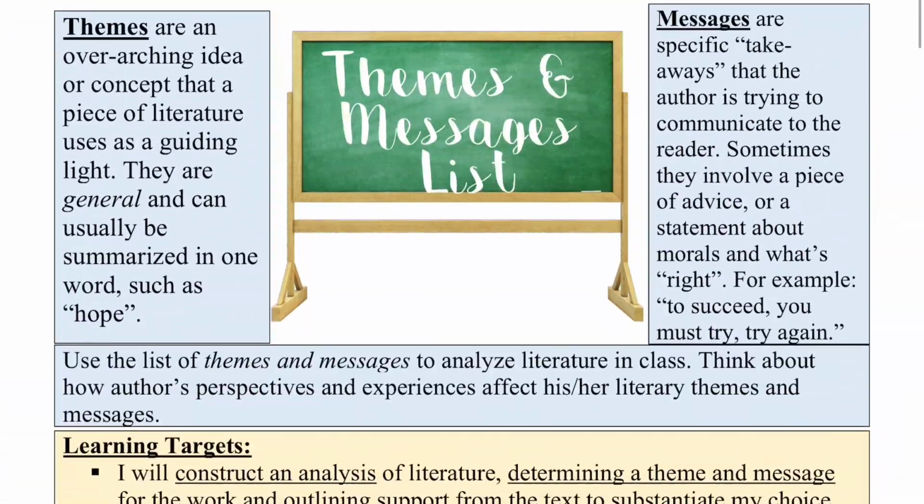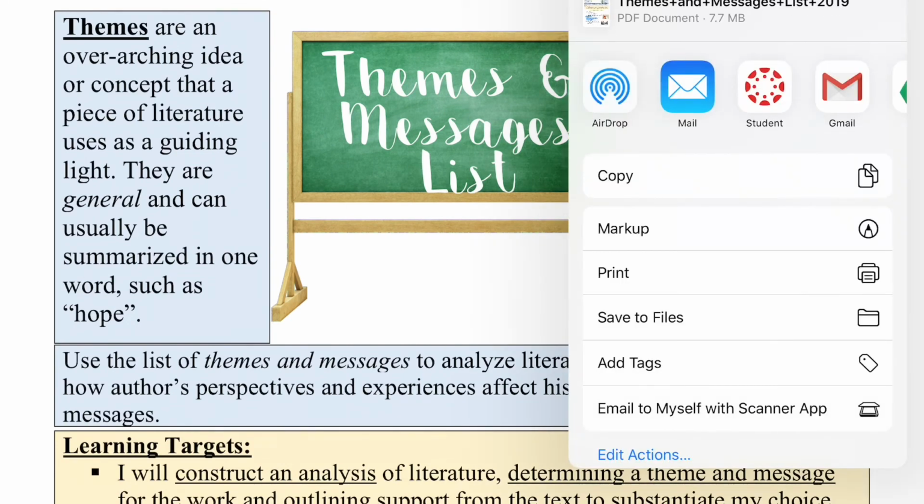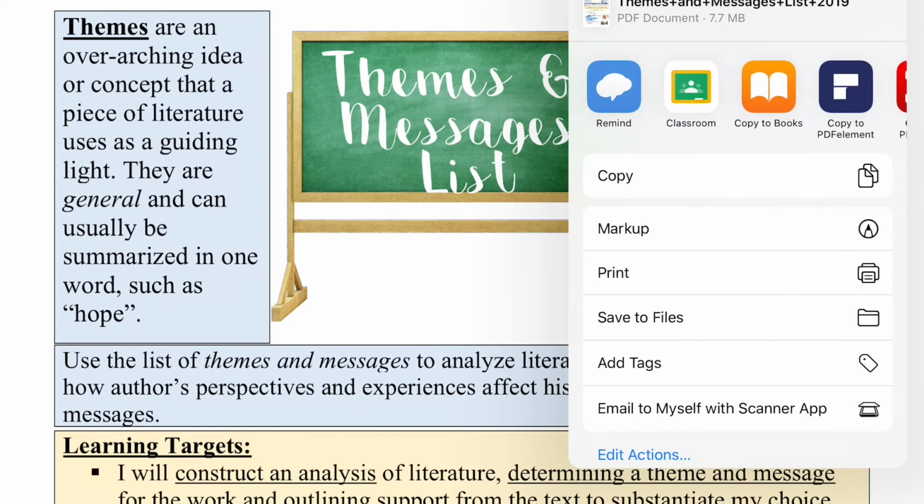So in the upper right hand corner, I'm going to click the square with the arrow pointing up. This is the export button. I'm going to scroll over and hit copy to books. iBooks is the orange app. This is an app that was pushed out to you. It is on your iPad, and this is an app where you can store PDFs.